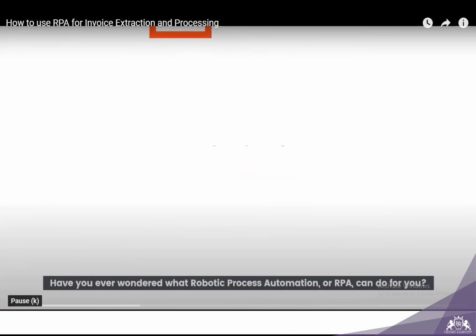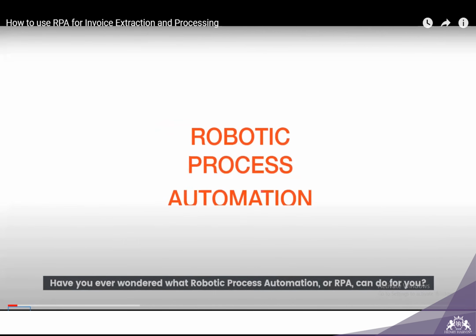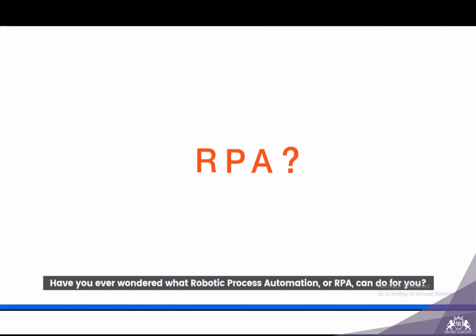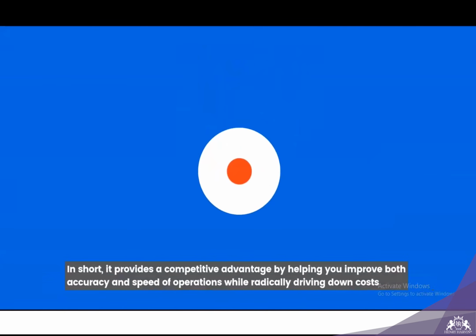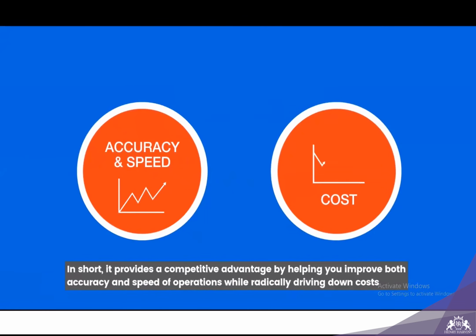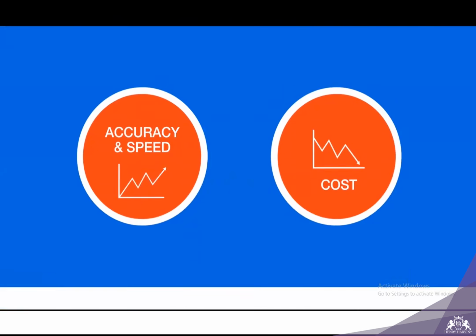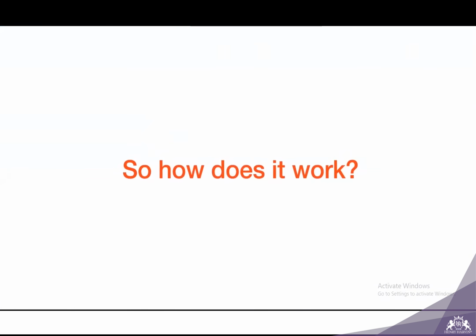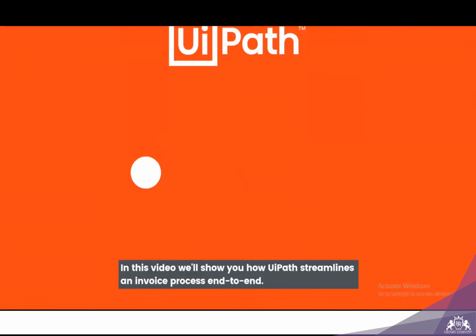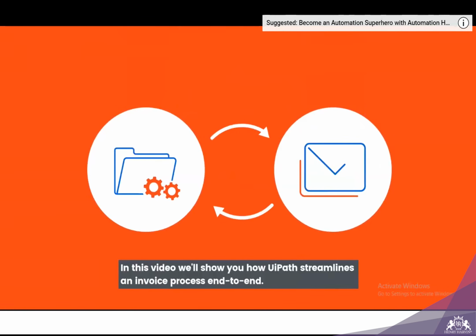Have you ever wondered what robotic process automation, or RPA, can do for you? In short, it provides a competitive advantage by helping you improve both accuracy and speed of operations while radically driving down costs. So how does it work? In this video, we'll show you how UiPath streamlines an invoice process end-to-end.